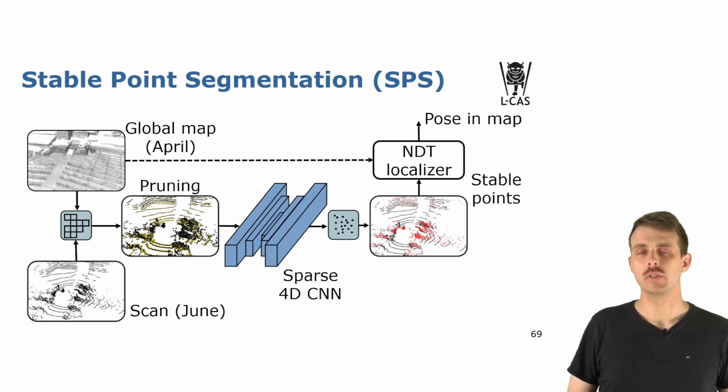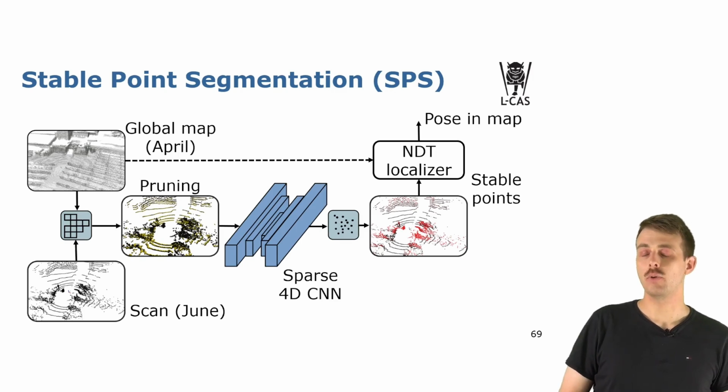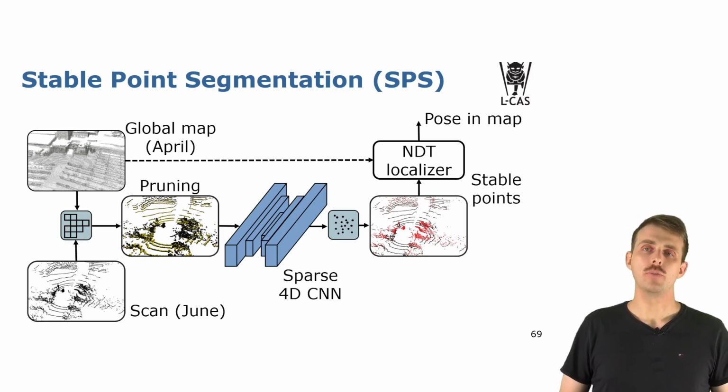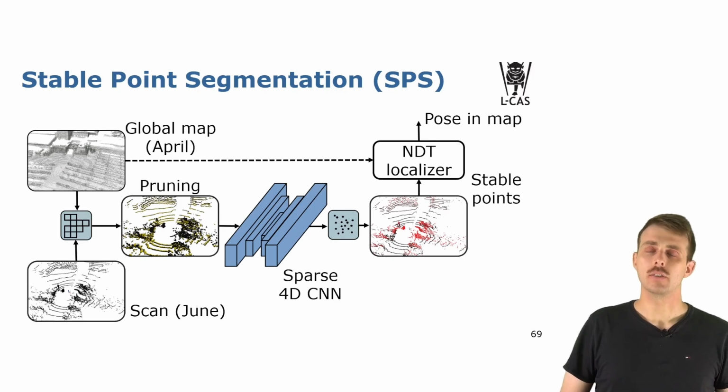We then use the same network, as I said. Of course we have to retrain again, and then get a per point segmentation. And this is now the segmentation of stable points and unstable points, and then we only forward those stable points to our localizer. And in this example, on this work, we use the normal distribution transform to localize, which then gives us the corresponding pose of the robot or the scan in the map.